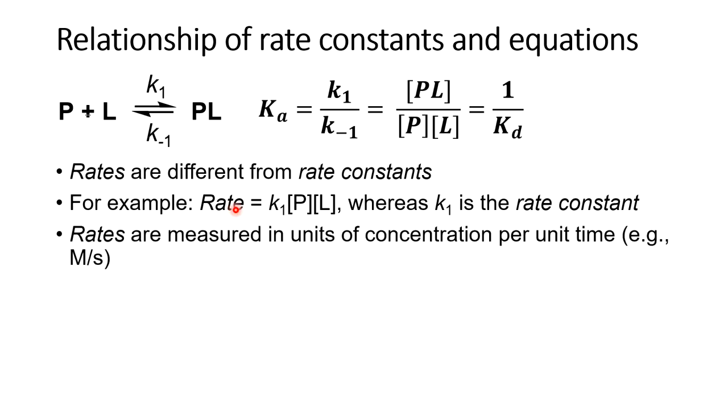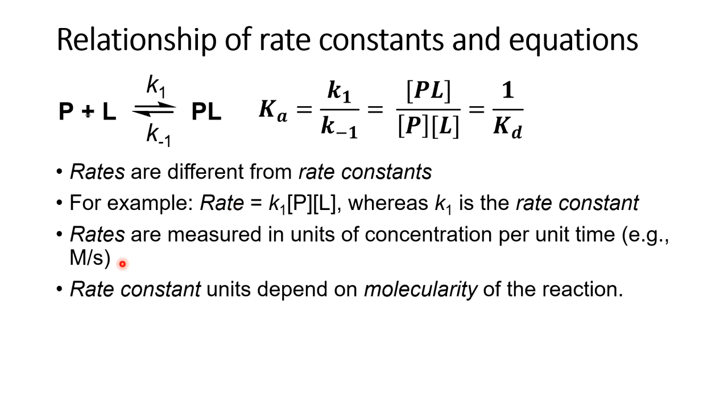This also plays out in the units. Rates are measured in units of concentration per unit time. For example, molar per second is a rate. For instance, we could think of the consumption of ligand, or the loss of free ligand in this equilibrium reaction versus time. A certain amount of ligand in molarity is lost per unit time, and that would be a rate.